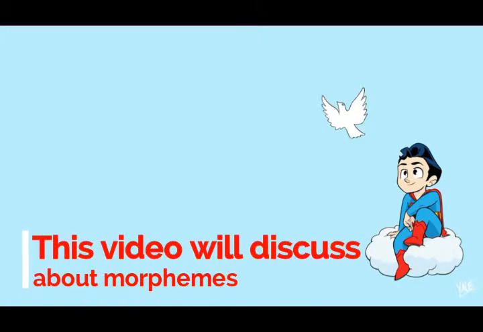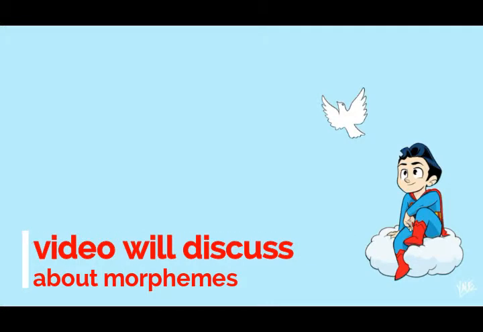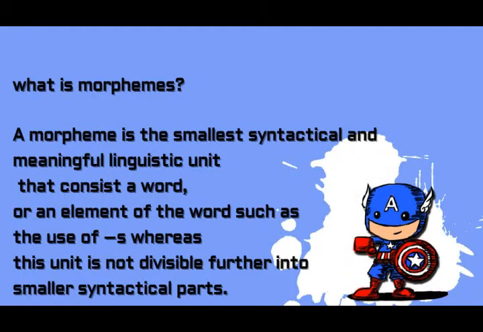In this video, we will discuss morphemes. What is a morpheme? A morpheme is the smallest syntactical and meaningful linguistic unit that constitutes a word or an element of the words, such as the use of s, whereas this unit is not divisible further into smaller syntactical parts.